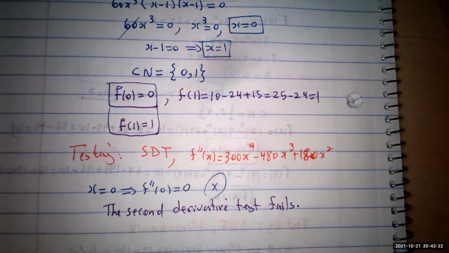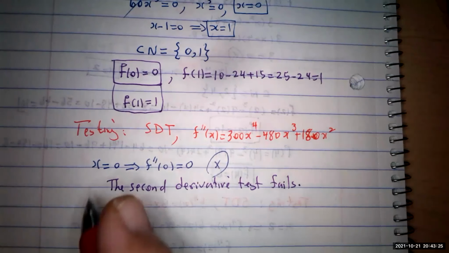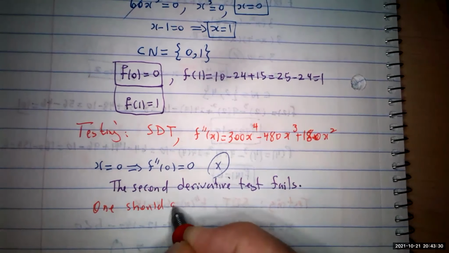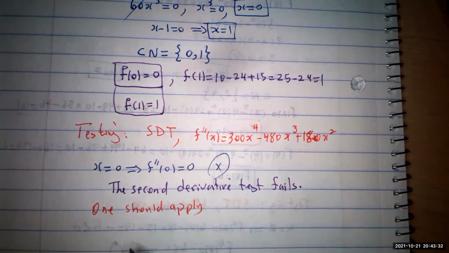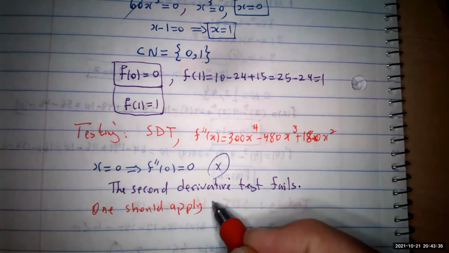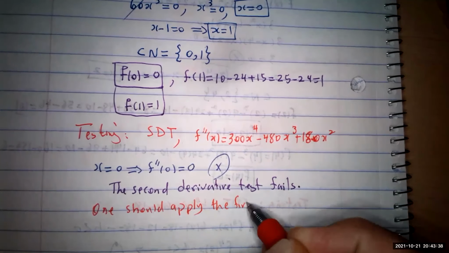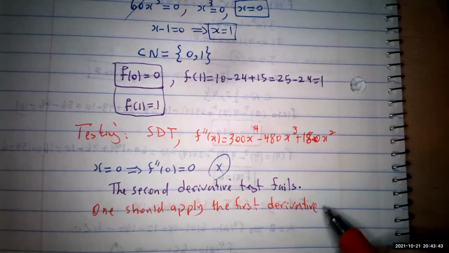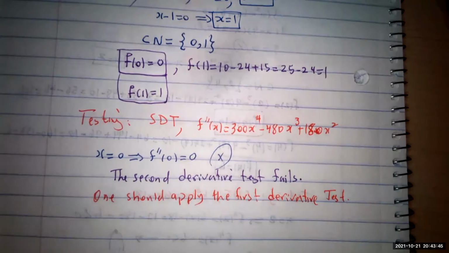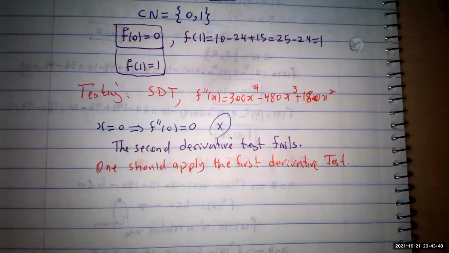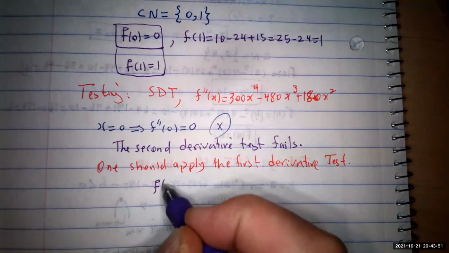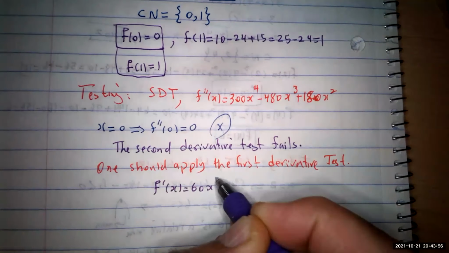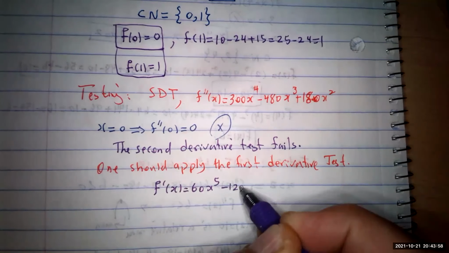one should apply the first derivative test. Okay, so we have to find the f prime again. So what is the f prime? This is the f prime. As I told you, it's rare, but it can happen, so we have to be prepared for it.